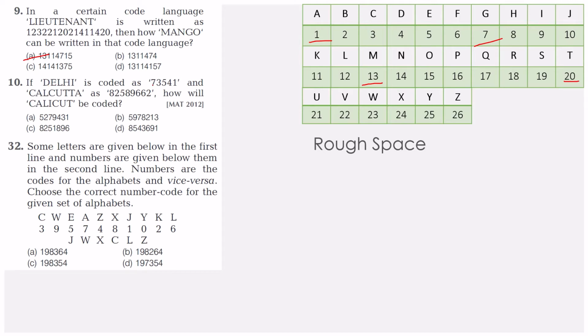Delhi is coded as 73541 and Calcutta as 825896662. How will Calicut be coded? Let's take a look at the question again. Delhi 73541. Let's not confuse again. D is for 4 over here and 7 over here. So random assumptions. And Calcutta is also assumed like that. And now they are asking us to decode Calicut. I'll give some time for you. Just solve that.